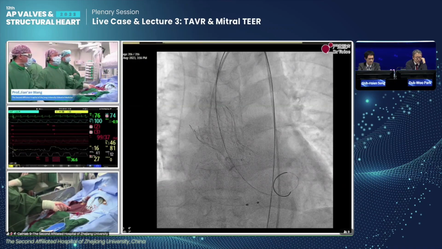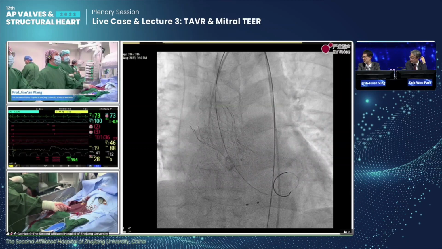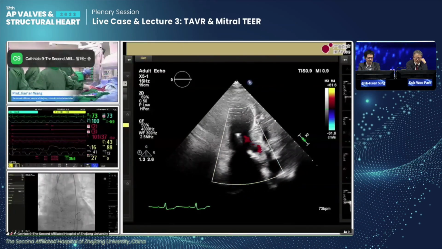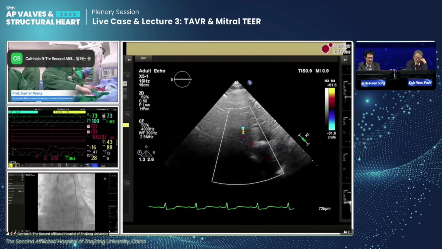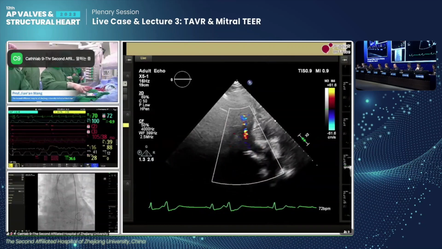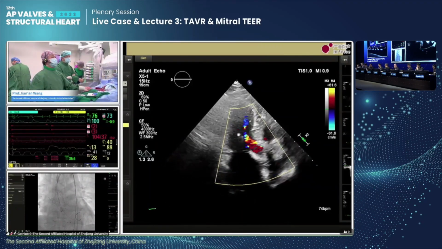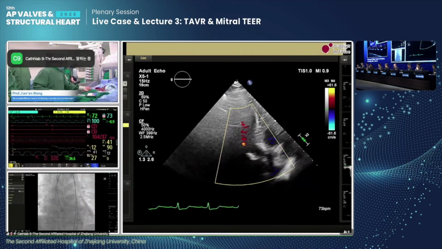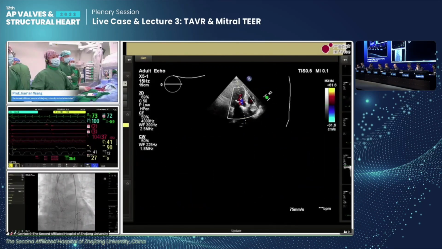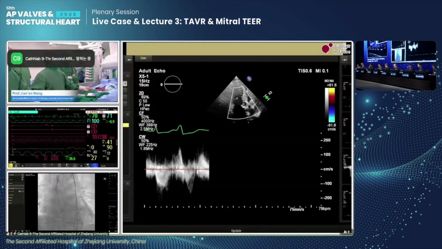Let's do an echo and see whether there is any pericardial effusion. No problem. The left ventricle is small. Could you see the echo? There's some regurgitation. This is transthoracic echo, TTE, a three chamber view. Yes, there are some problems. So he will measure the velocity.